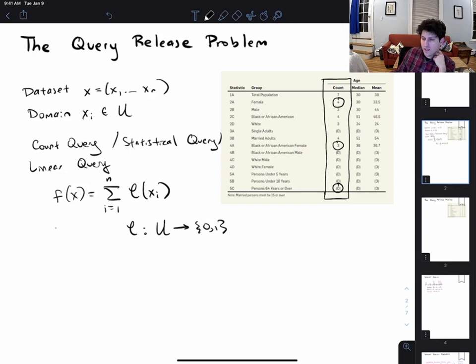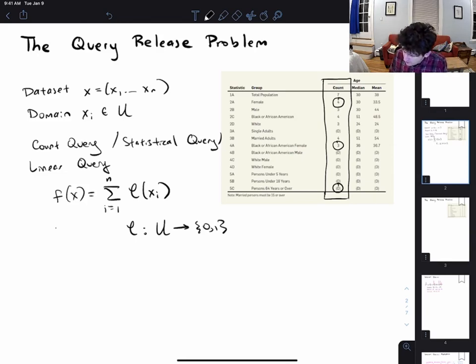All this is saying is we have some 0, 1 valued function phi. It takes in a person's data and tells us if they're in the subset. You can think of phi as saying, is this person a Black or African American female? 1 if yes, 0 if no. And we're going to sum this function up over all of the records in the data set, and that's going to tell us how many people answered yes to the question. This is the type of query we're interested in.